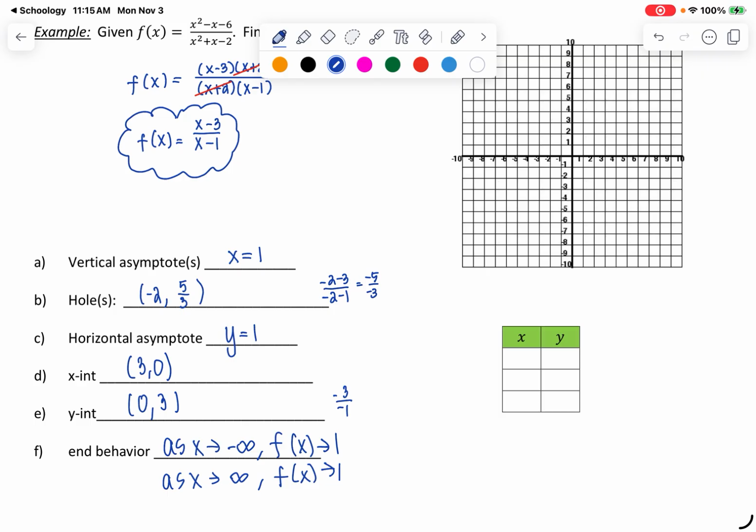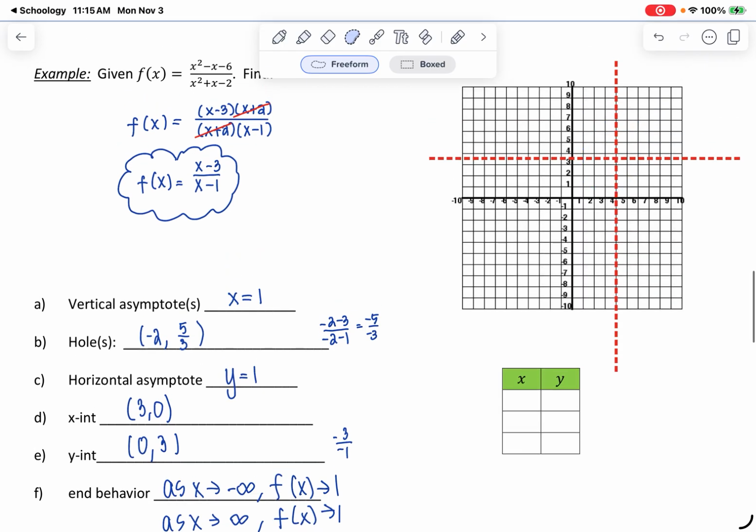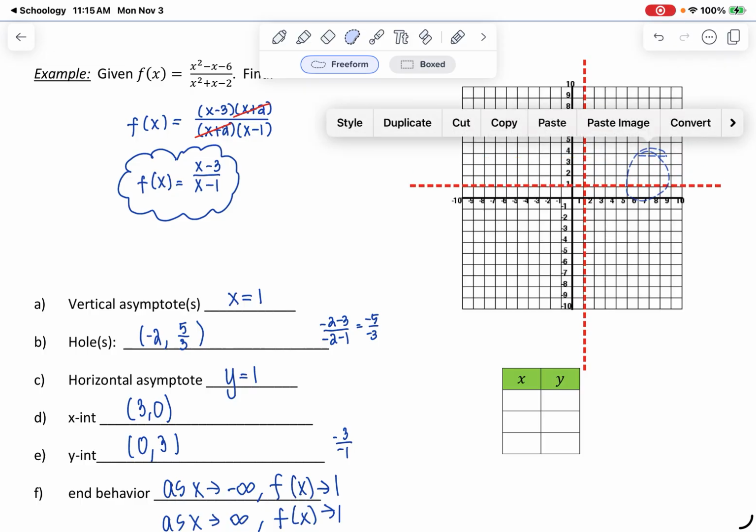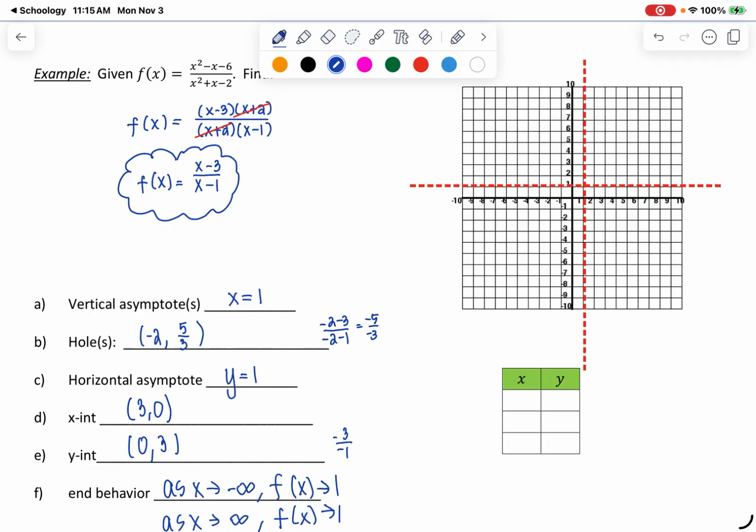All right, let's go ahead and graph. I'm going to start with my asymptotes, paste, and then I'm going to move them where they're supposed to go. So my vertical asymptote is at x equals 1. And my horizontal asymptote is at y equals 1. I'm going to put arrows on the ends of them to show that they go on forever and ever. Voila. I'll graph the hole right now also. That's at negative 2, 5/3.